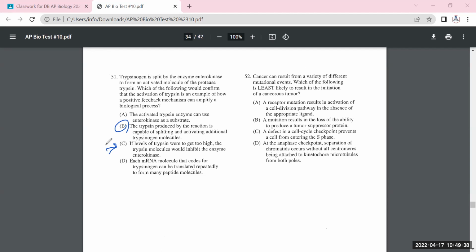Which of the following is least likely to result in the initiation of a cancerous tumor? Okay. Receptor mutation results in activation of a cell division pathway in the absence of appropriate ligand. Possible. Mutation results in the loss of the ability to produce a tumor suppressor protein. That is actually very important, right? Very important. A defect in the cell cycle checkpoint prevents a cell from entering S phase. If you don't enter S phase, right, that cell is not going to divide. You don't really have to worry about a cancerous tumor. So C.